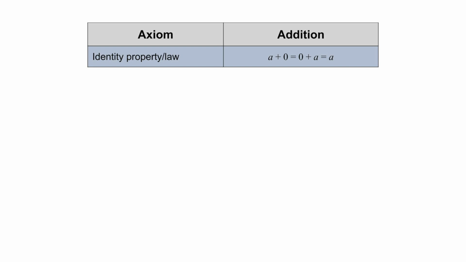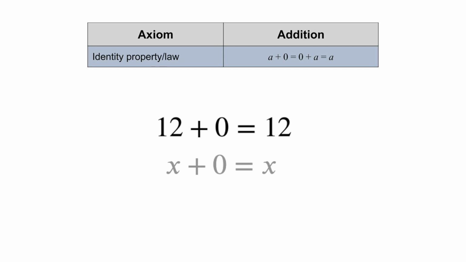0 is the additive identity. When you add 0, the value does not change. For example, 12 plus 0 is 12, x plus 0 is x, and 6x plus 0 is 6x.